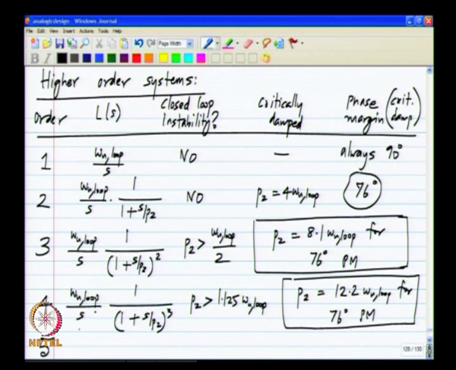And similarly, we can calculate for fifth order, where instead of 1 plus s by P2 whole cube, we have 1 plus s by P2 to the power 4. So, in this case, it turns out that P2 should be 16 times omega u loop for 76 degrees phase margin.